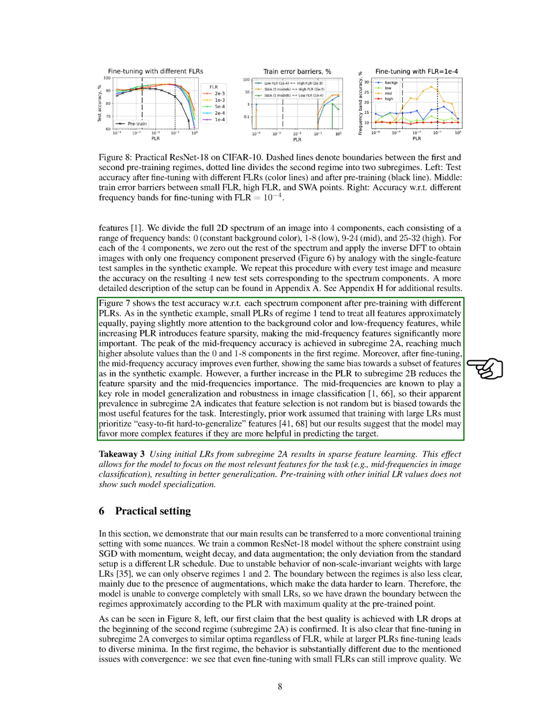Interestingly, while previous research suggested that training with large learning rates prioritizes easy-to-fit but hard-to-generalize features, our results indicate that the model may actually prefer more complex features if they are more beneficial for predicting the target.